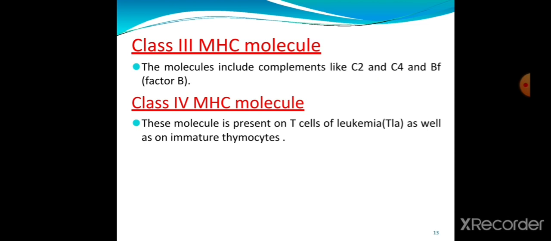Now class third MHC molecules. These molecules include complements like C2 and C4 and BF factor B. Class 4th MHC molecules are present on T cells of leukemias as well as on immature thymocytes. So that was about MHC.